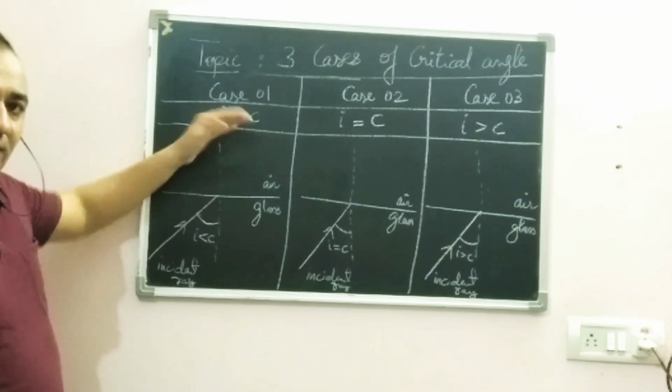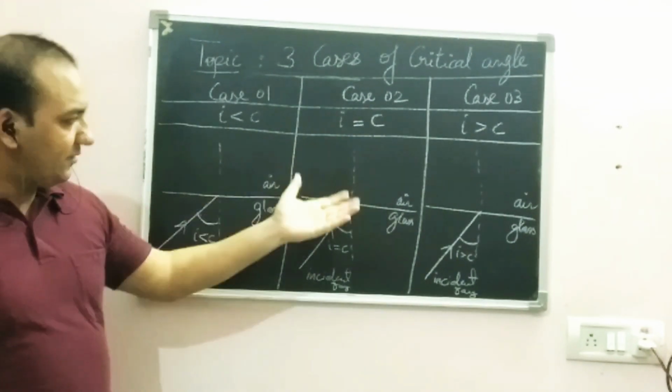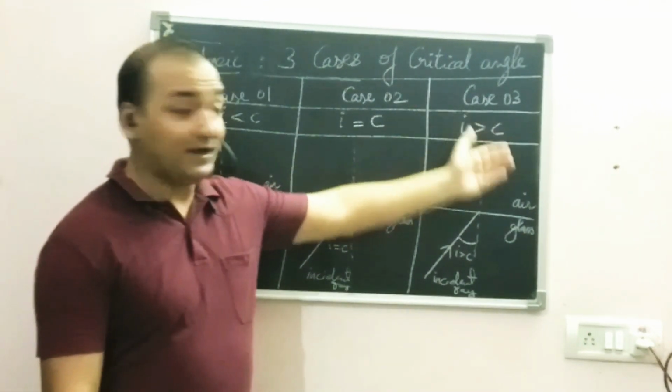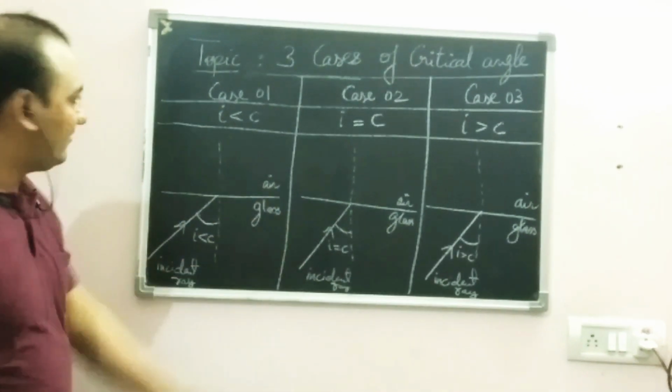If it's less, what will happen in that case? If the angle of incidence is equal to the critical angle, what happens, like we just discussed? And if it's greater than the critical angle, then what happens in that case? So let's look at the first case over here.